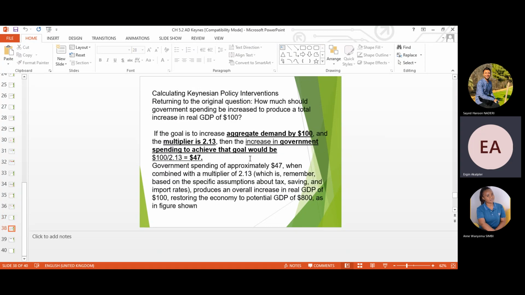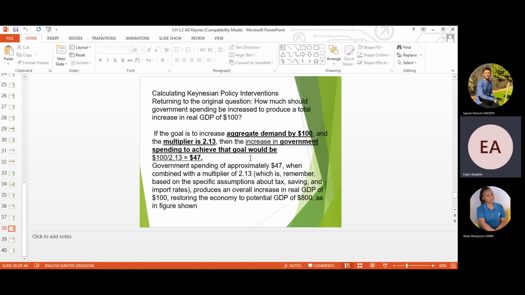Therefore, calculating Keynesian policy interventions, returning to the original question: how much should government spending increase to produce a total increase in real GDP of 100, with the goal of increasing aggregate demand by 100? Since the multiplier is estimated at 2.13, the increase in government spending needed would be 100 over 2.13, which is about $47, or $47,000 must be used for government expenditures to increase the economy as planned, not $100.